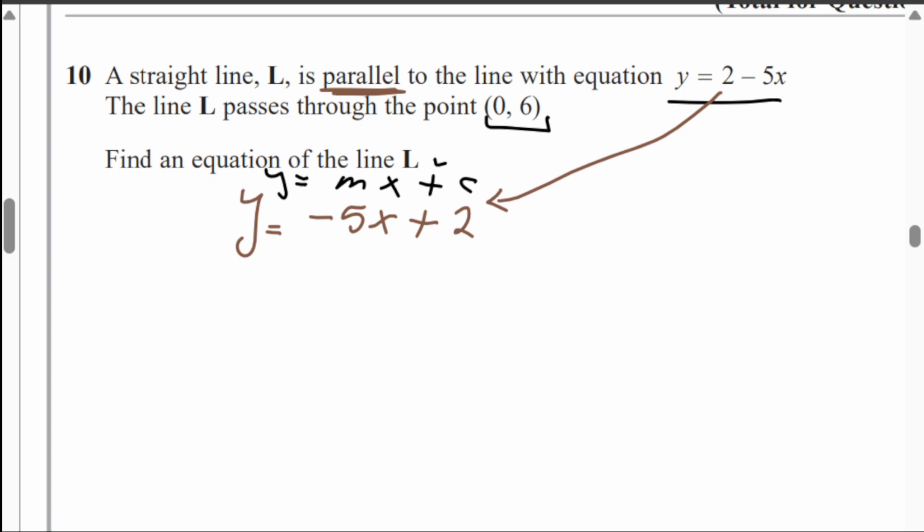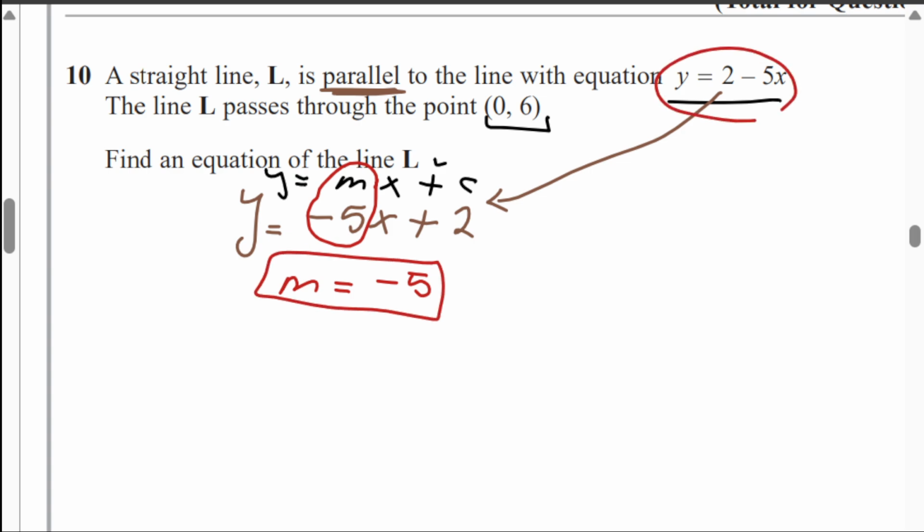Now what's the slope of this line? The slope is m. That means the slope is negative 5. So m equals negative 5. They wrote it in this shape specifically so that you say the slope or the gradient is 2, which is wrong. Be careful, this is a tricky one. So whenever it's like this, you need to first write it in the form mx plus c. Now we got the slope, we can find the equation.